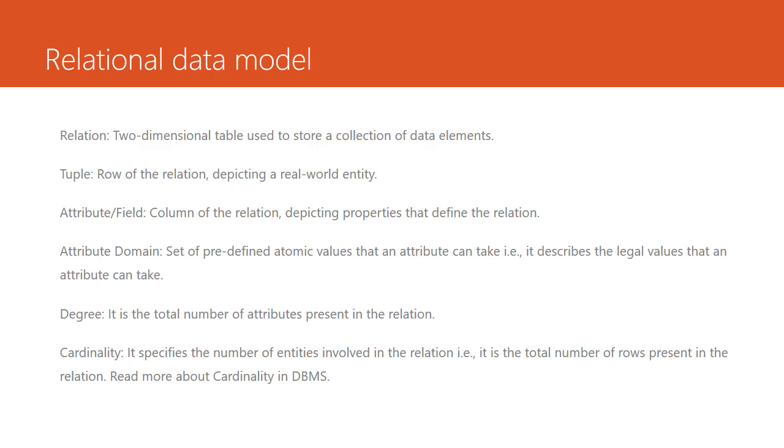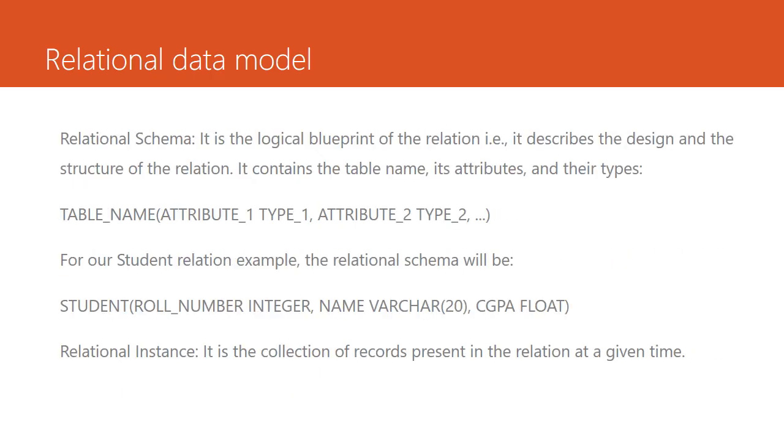Attribute domain: the set of predefined atomic values that an attribute can take. It describes the legal values that an attribute can take. Degree is the total number of attributes present in the relation. Cardinality specifies the number of entities involved in the relation, that is, the total number of rows present in the relation. Read more about cardinality in RDBMS.